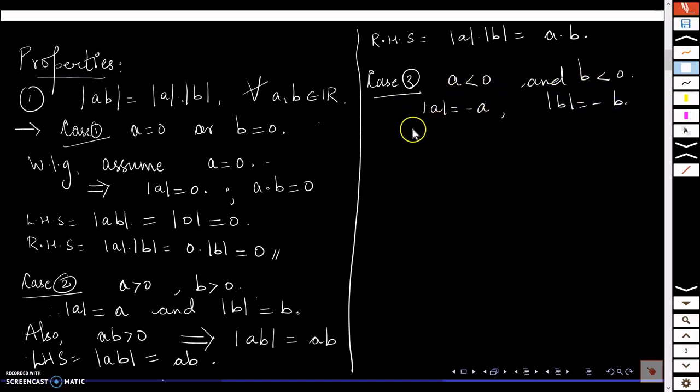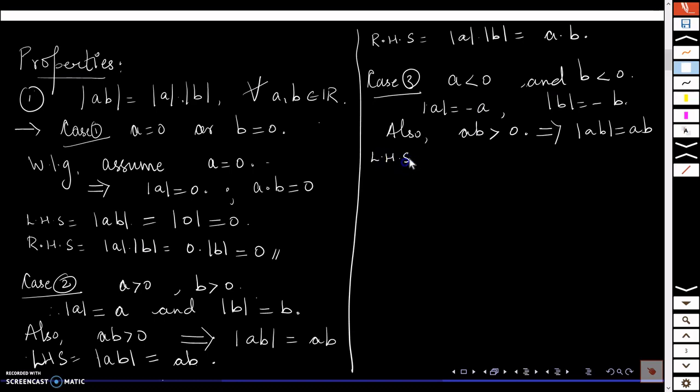Now both A and B are negative. That means their product will be positive, because the product of two negative numbers is positive. And because this is positive, mod AB will be nothing but AB, because AB is positive. So by definition, mod AB has to be equal to AB.